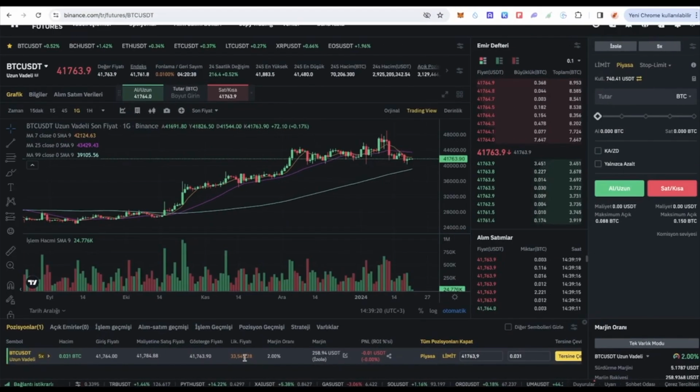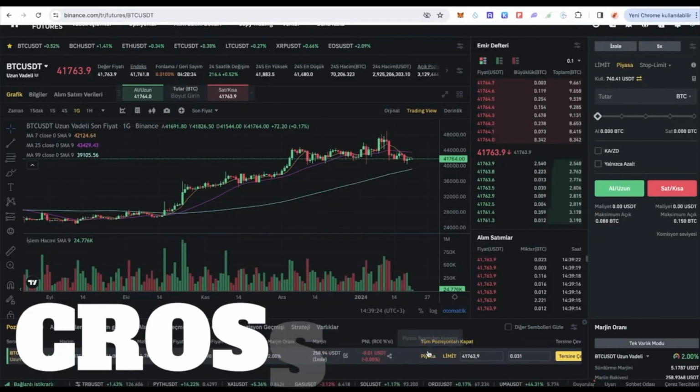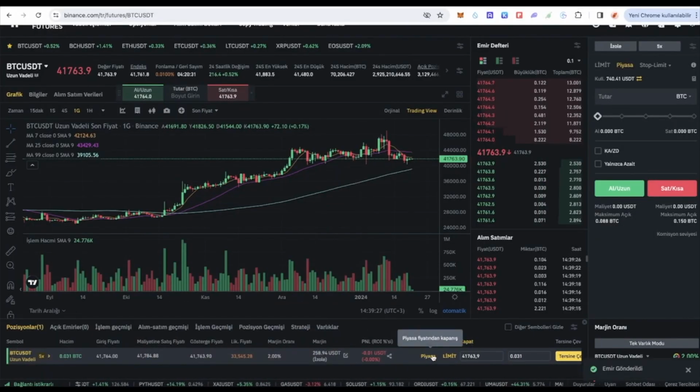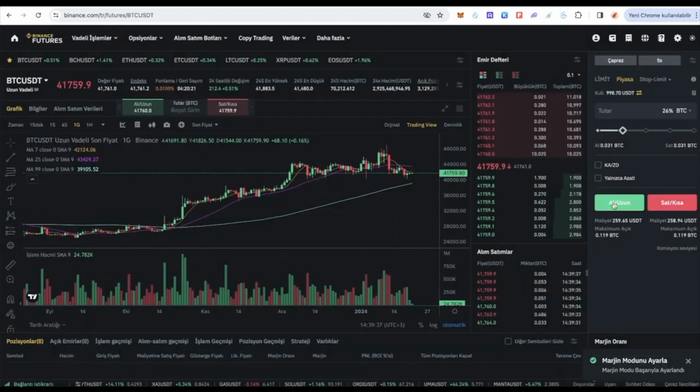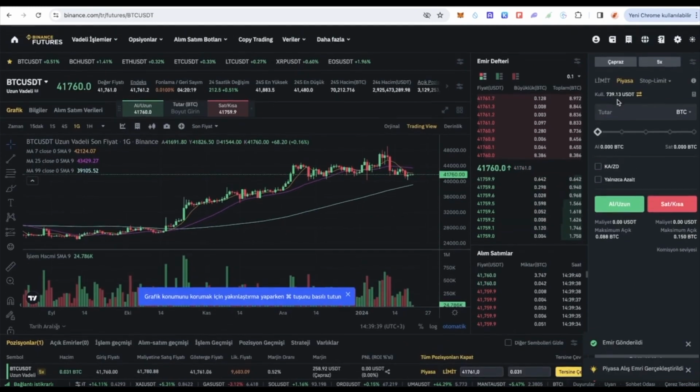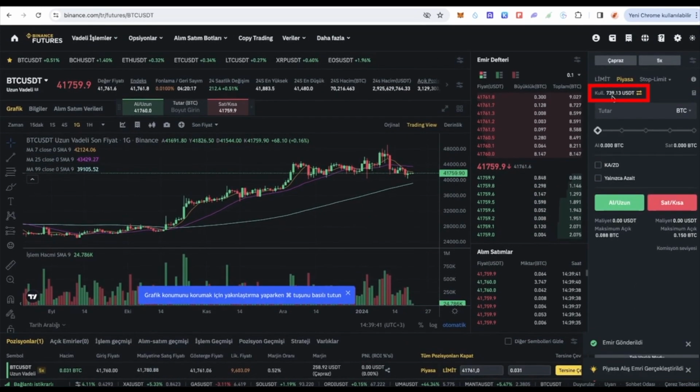Look, I'm closing the position directly from the market here. I'll explain this in more detail in a moment. I've closed my position. See? My money is back here. Now let's open it on the cross. Again, I opened a position of $250. Look, it says $739 available right now.